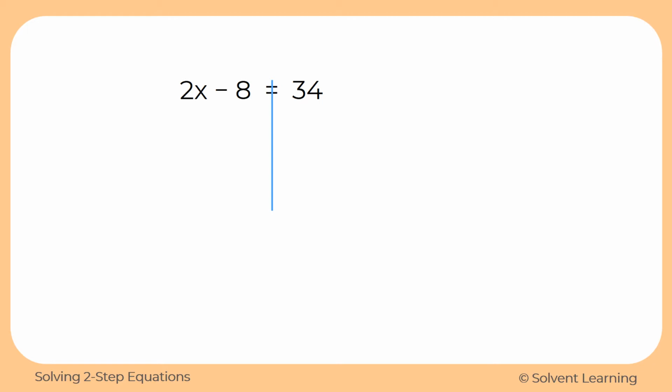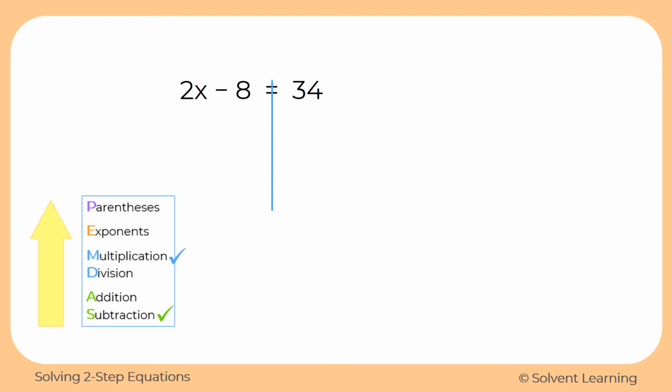Now if you remember back to our last lesson, we said that we use the order of operations in reverse to figure out which number we undo first. Since in this problem we have the 2 that's being multiplied and the 8 that's being subtracted, we're going to undo the subtraction first because that's at the bottom of our order of operations list. So to undo minus 8, we will add 8.